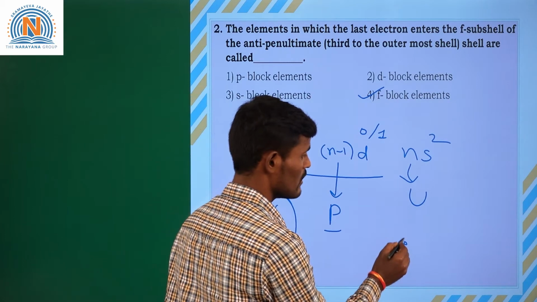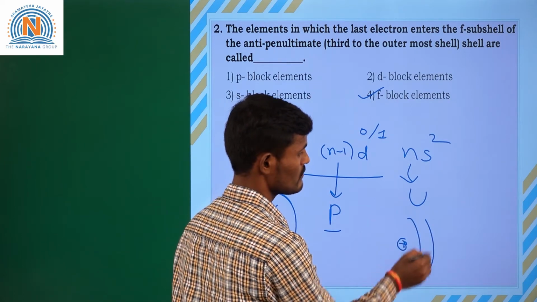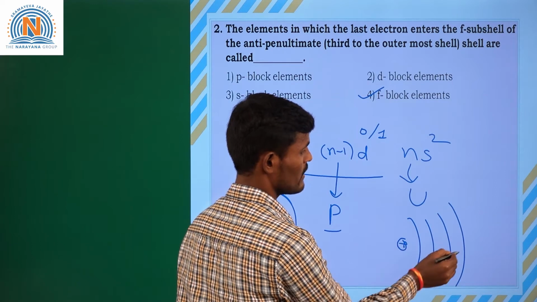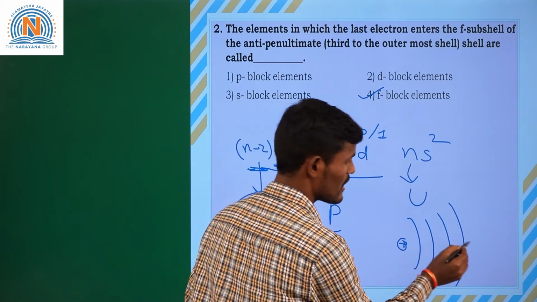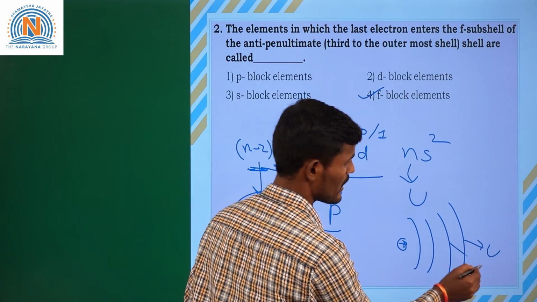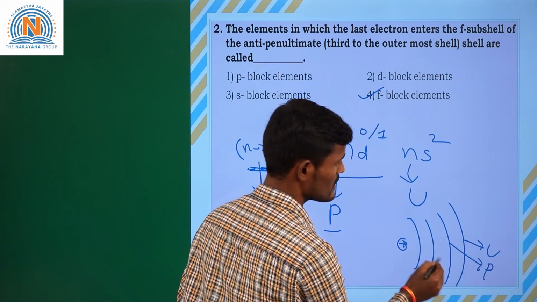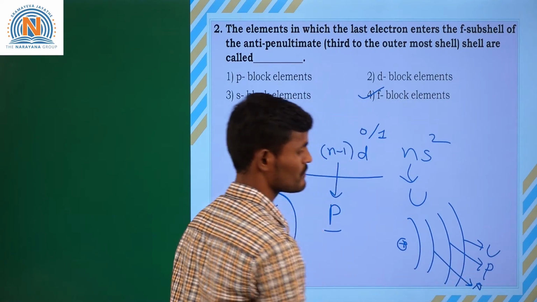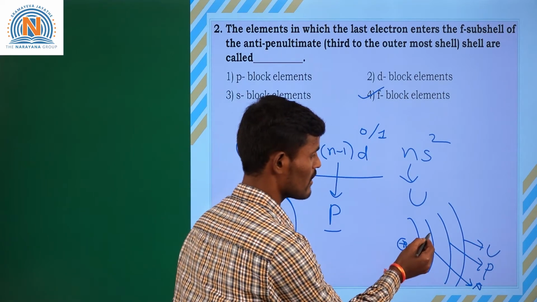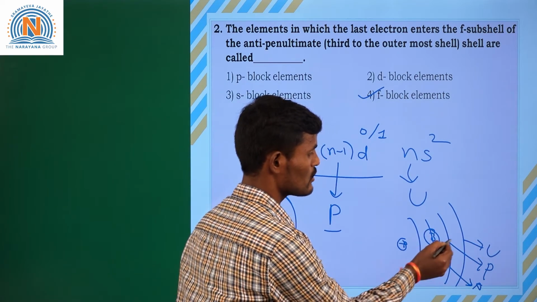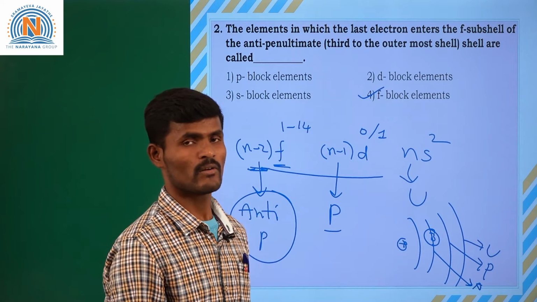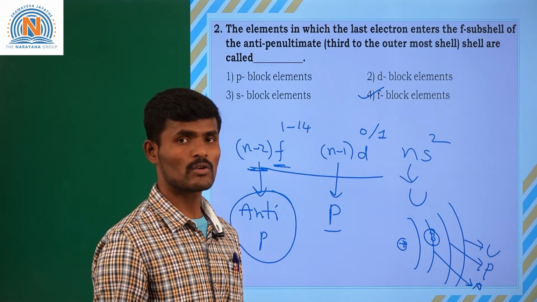Let it be the nucleus. Let us assume this is the ultimate shell, this is the penultimate shell, this is the anti-penultimate shell. This is the third shell to the outermost shell. Next, come to the third question.